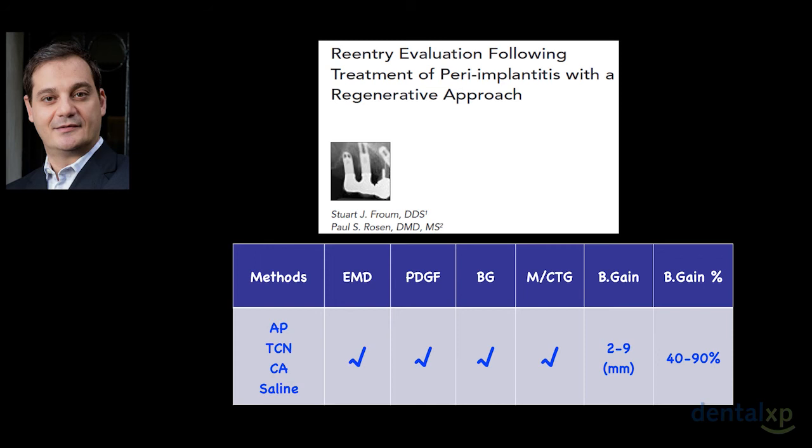Emdogain, Gem21, bone graft, and connective tissue grafts. And so the bone gain was 2 to 9 millimeters assessed on re-evaluation, and they had 40 to 90% of bone gain, which is very substantial. So again, the regenerative therapy right now is gaining a lot of presence. So that means you need to open and you have to decontaminate the surface and you have to graft.